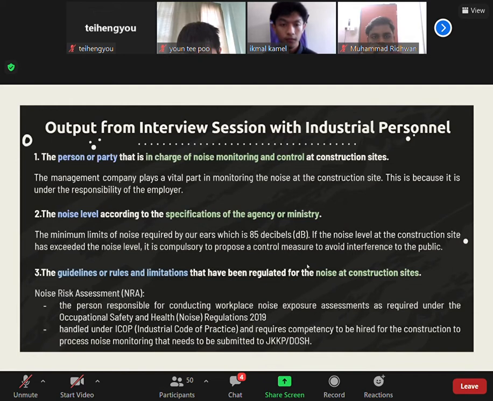Next is the guideline or rules and limitation that have been regulated for the noise at construction site. So the guidelines used for noise risk assessment, NRA, is based on the occupational safety and health, which is the NRA handled under the Industrial Code of Practice. NRA also is required to have competency to be hired for the construction to process the noise monitoring that needs to be submitted to the DOSH.